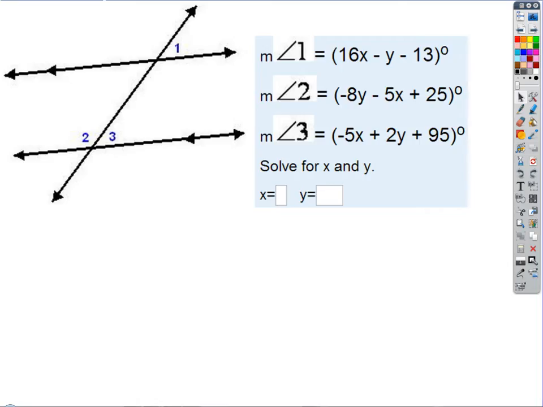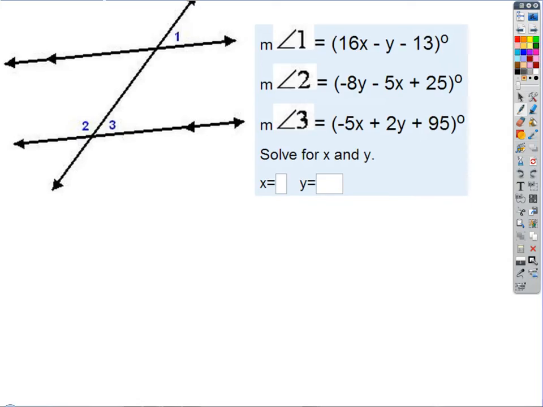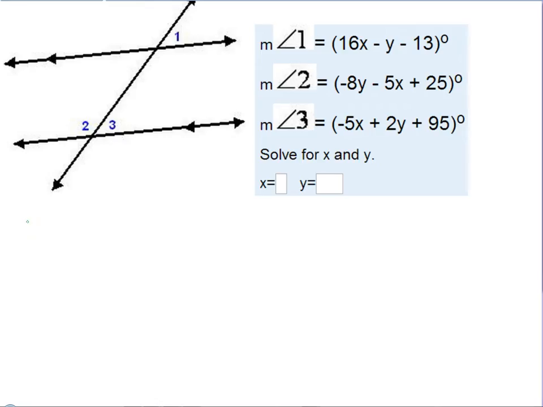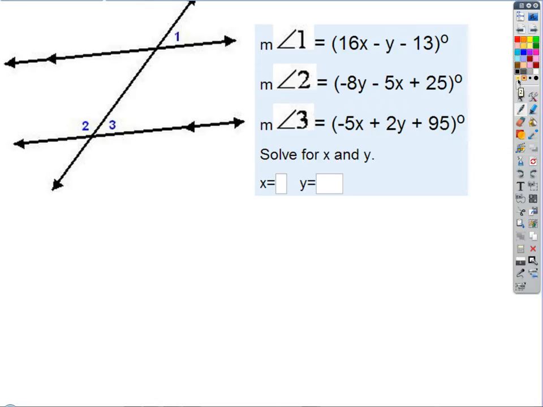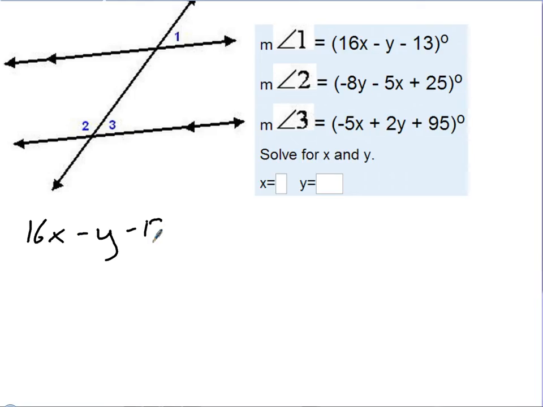Okay, good. Angles 1 and 3 are congruent, aren't they? Because they're corresponding angles. Very good. And we know that if parallel lines are cut by a transversal, corresponding angles are congruent. Good. So there's one equation that we can build. So let's see, 1 and 3. So then we're going to get 16x minus y minus 13 equals negative 5x plus 2y plus 95. Okay? So we got an equation.